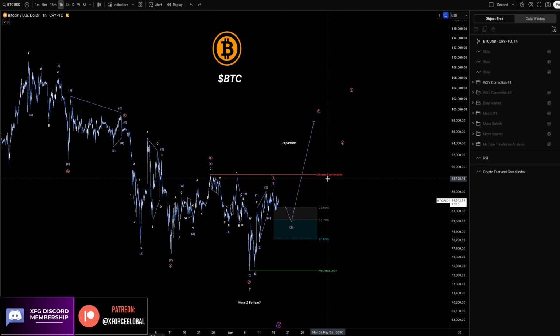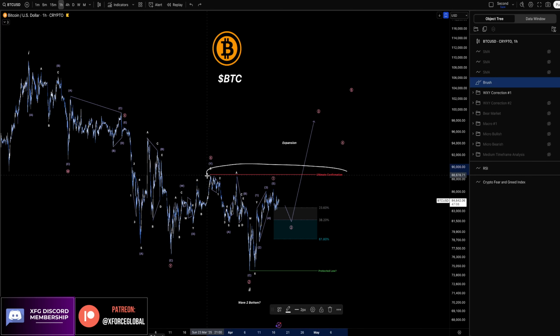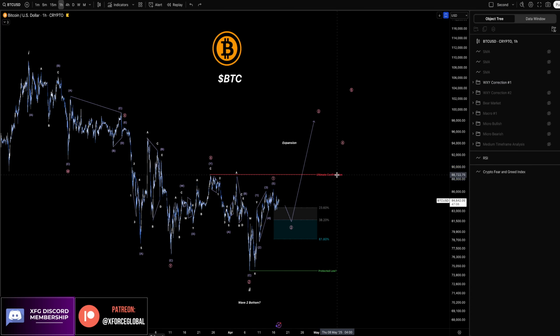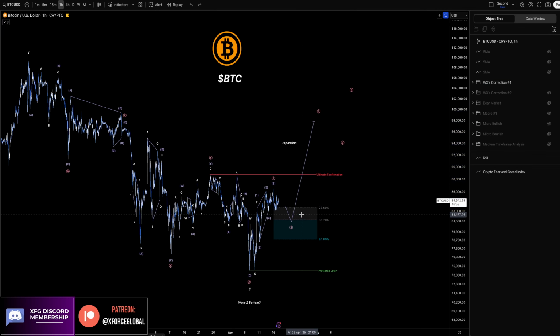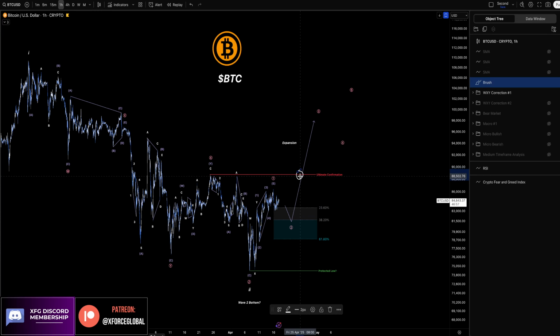So the ultimate confirmation for this scenario is that we need to be breaking this previous high over here at the $88,000 levels. And I think that we will break those levels, especially if we're going to be assuming that a wave 3 is going to be coming into play. I think there won't be any hesitation at these levels over here. I think there's just more hesitation at these levels over here, and that's why we're seeing these corrective overlaps.